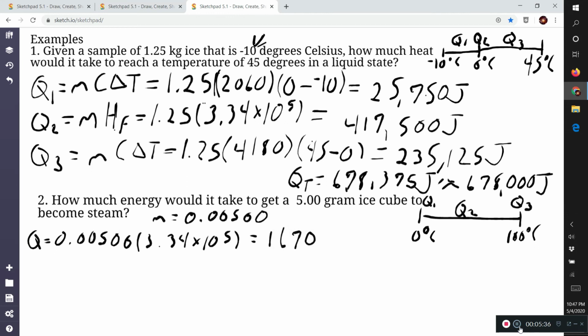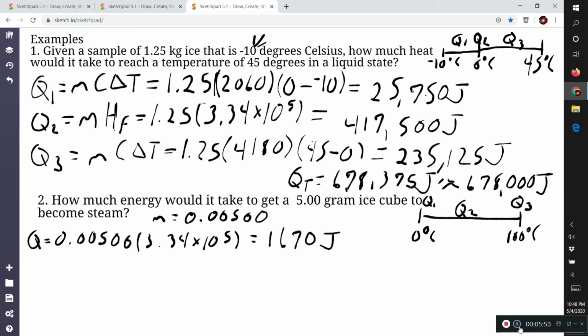1,670 joules. So the first thing I'd like you to notice, that's a lot smaller than numbers we were working with before, but that's because our sample is so much smaller. The smaller the sample, the less energy it's going to take to make that happen. So that is just the energy to melt the cube.